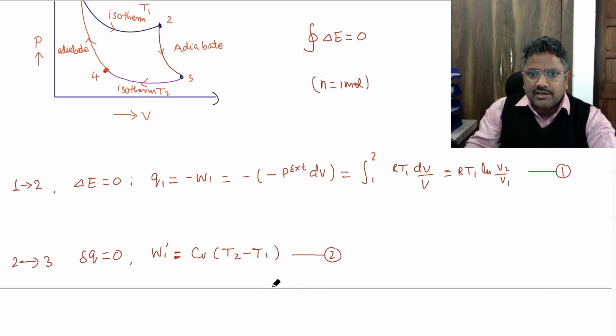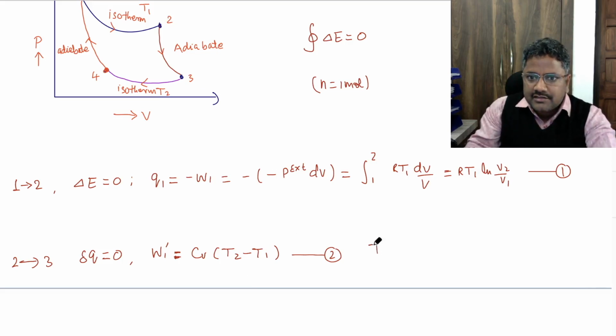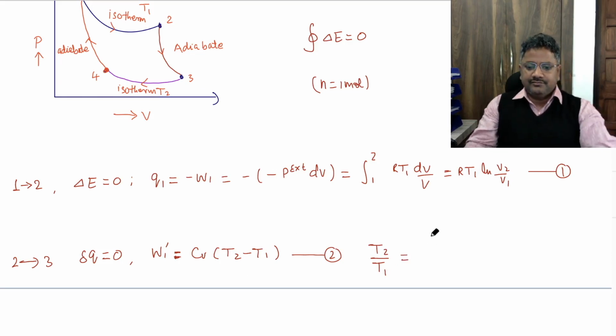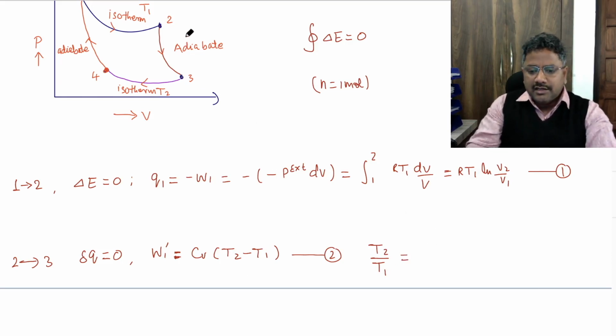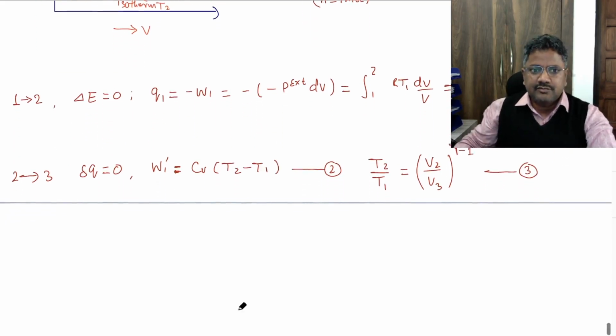And one more point you can write here, because temperature is not constant. Here temperature is T1, here temperature is T2. So you can write T2 by T1 is equal to V2 by V3 to the power gamma minus 1. This we have already done in adiabatic expansion. This is equation 3. So this is step 2.